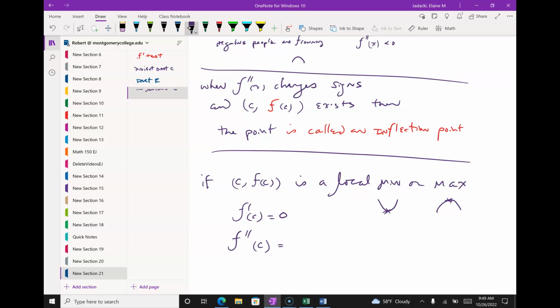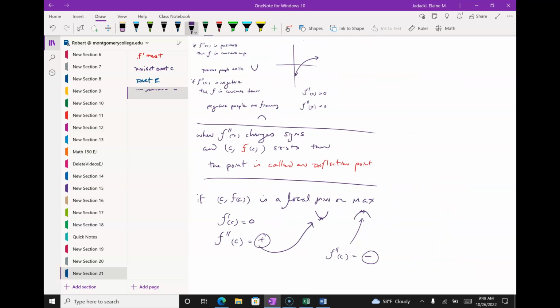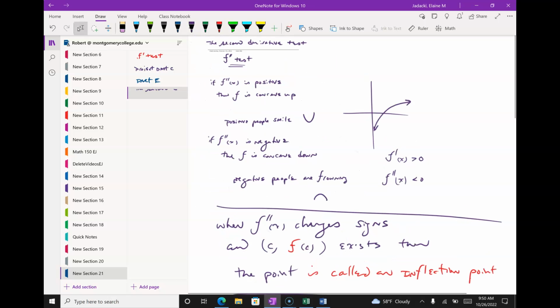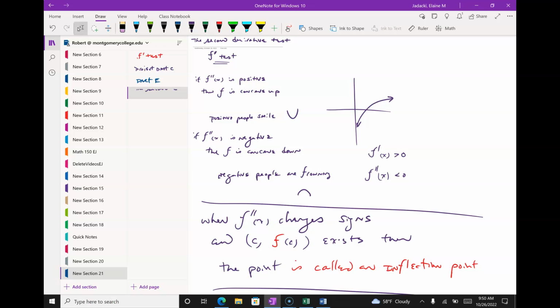is, for local min, what is it? Positive, smile. If it's a local max, f double prime of c is negative. So there's the whole test, and if we're doing the whole test, we're concluding about all three processes: concavity, inflection points, local mins or maxes. If f double prime is negative, then f, the original function, is concave down.